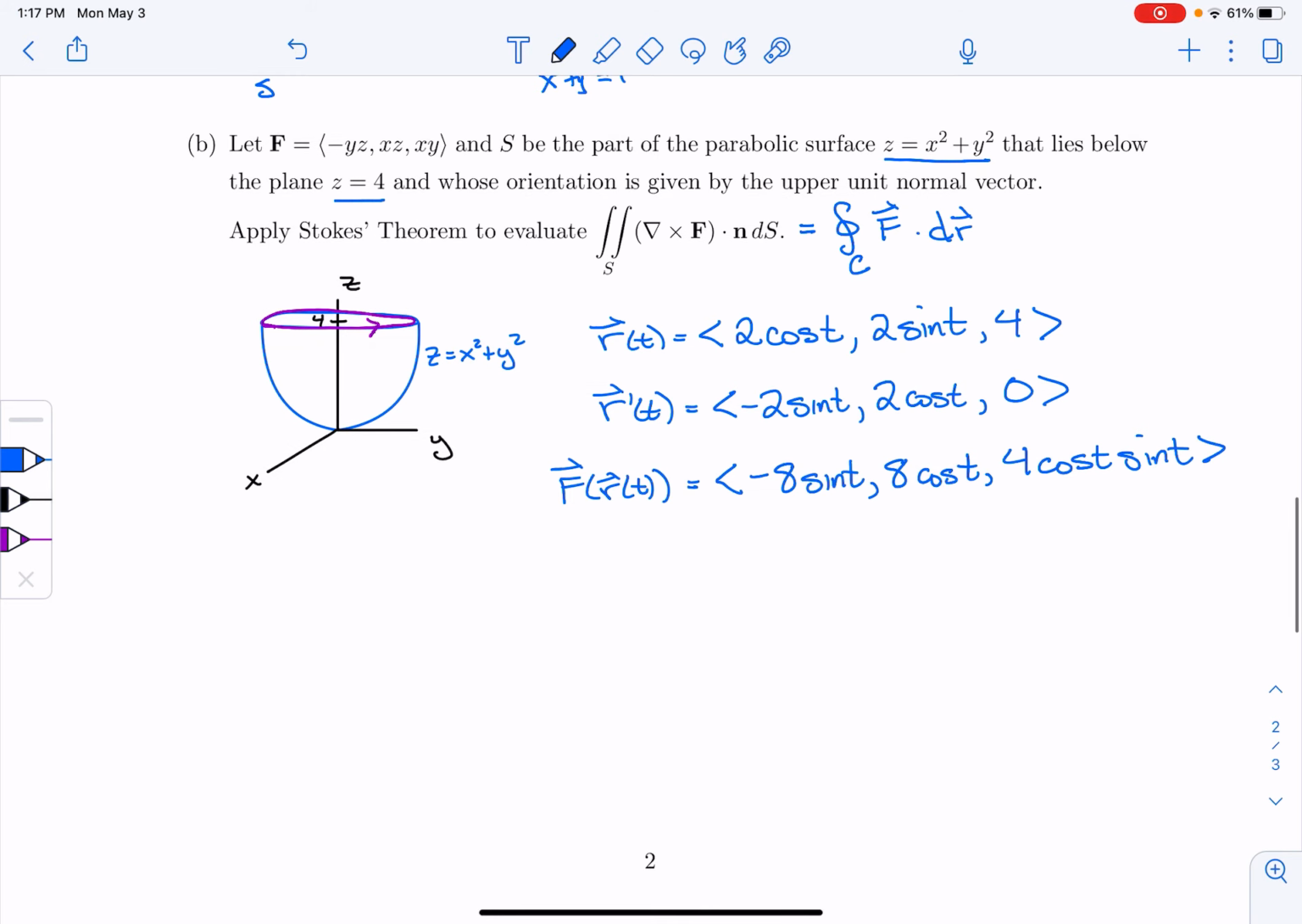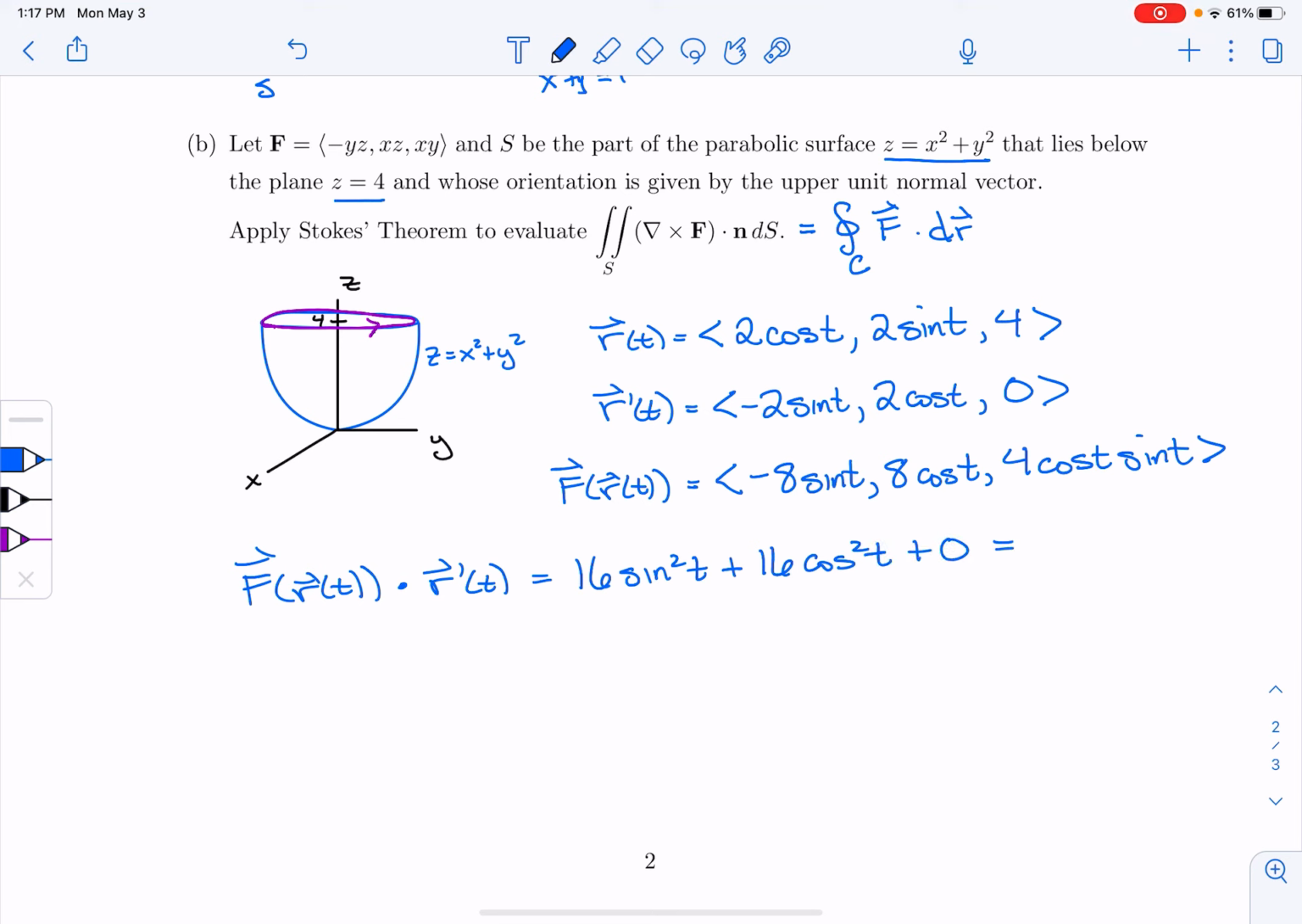Now what I want to do is f of r of t dot r prime of t so that I can do that line integral. And so in this case, when I dot f of r of t with r prime of t, I'm going to get 16 sine squared t plus 16 cosine squared t, and then plus 0. So sine squared plus cosine squared in this case is 1, so I get 16.